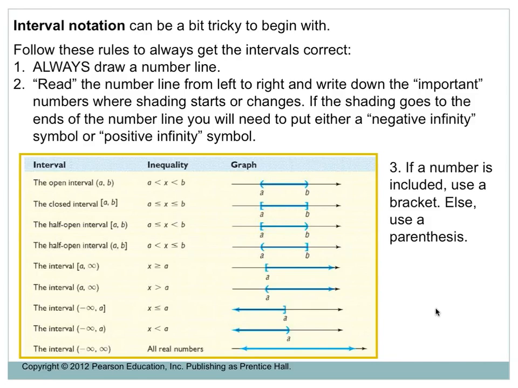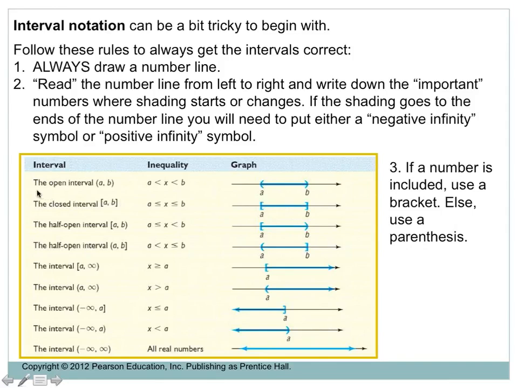Rule number one is to always draw a number line. A lot of times students don't really like to draw the number line, but I find it very, very useful. Then you read the number line from left to right, and write down the important numbers where the shading either starts or changes. If the shading goes to the ends of the number line, you need to use a negative infinity or a positive infinity symbol. And number three, if a number is included, then you use a bracket, else use a parenthesis.